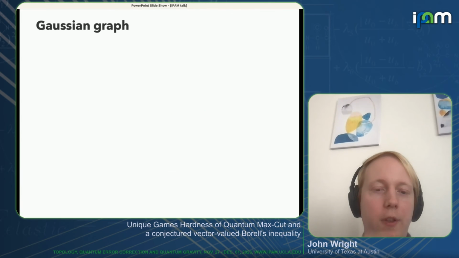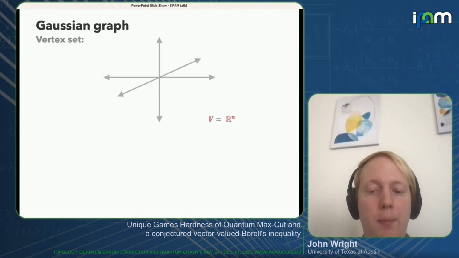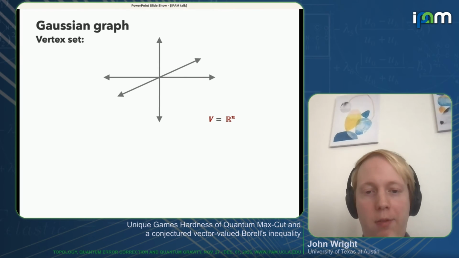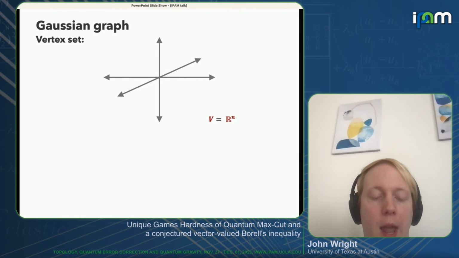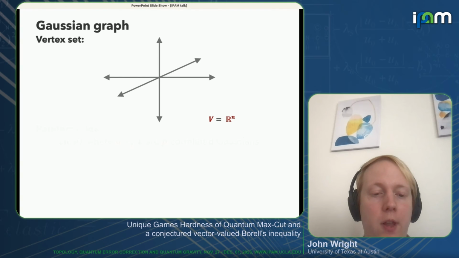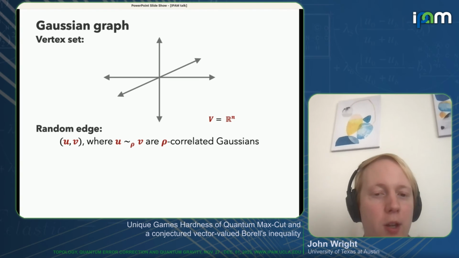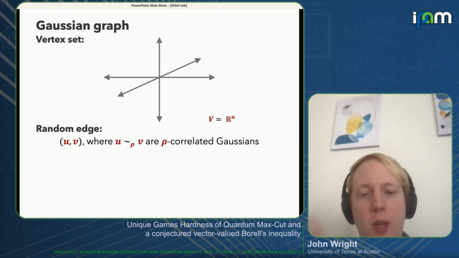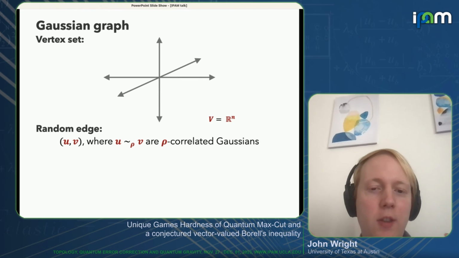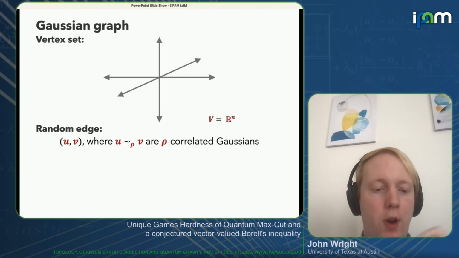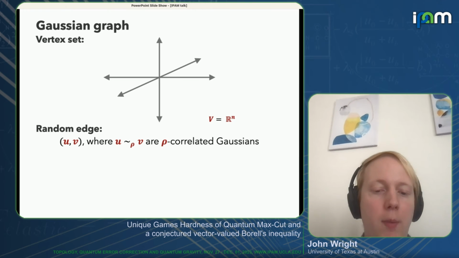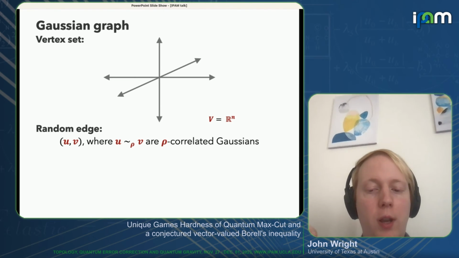So the Gaussian graph, it's a graph, it has vertex set R^n. So actually every n-dimensional point is a vertex in this graph. And a random edge in this graph is going to be distributed as follows. I'm not going to tell you the edge set, because that's going to be harder to specify, but let me at least tell you how to sample a random edge from this graph. You just pick two rho-correlated Gaussians, U and V, and output the edge between U and V.